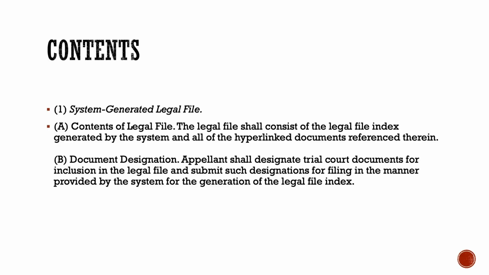So the contents of the legal file shall consist of a legal file generated by the system and all of the hyperlinked documents referenced therein. The appellant shall designate trial court documents for inclusion in the legal file and submit such designations for filing in the manner provided by the system for the generation of the legal file index.